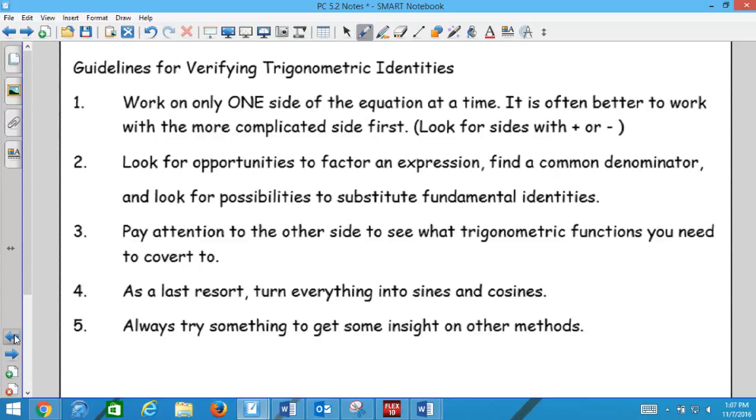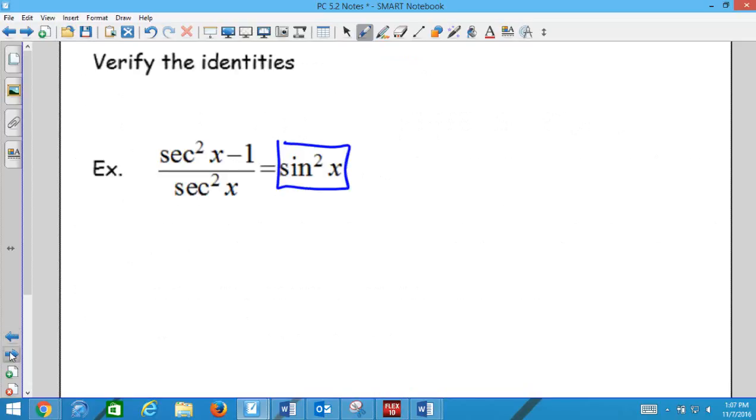Pay attention to the other side, so we're not going to be doing anything with sin x or sin squared x, but we still want to look at that every time to remember what we're trying to do. We're trying to get the left side to say sin squared x. That's what we're trying to do, so we want to keep that in mind the whole time.